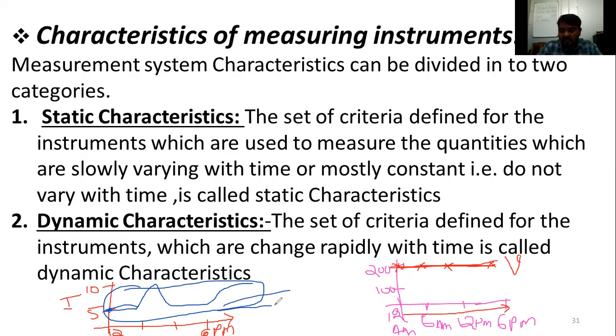If the time changes, there is no change in the quantity. That is called static characteristics. We are going to call that one here. Which will not change with the time. This changes with time here. Now, what changes rapidly with time is called dynamic, and what does not change with time is called static characteristics. Is it clear now? Yes, sir.